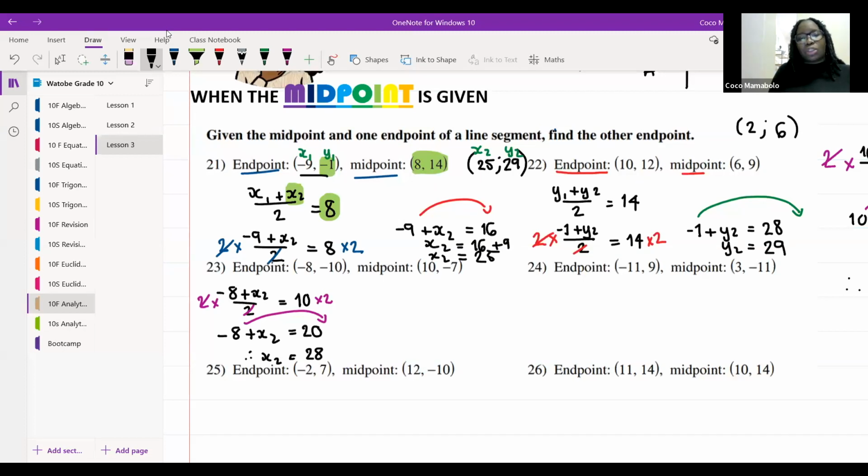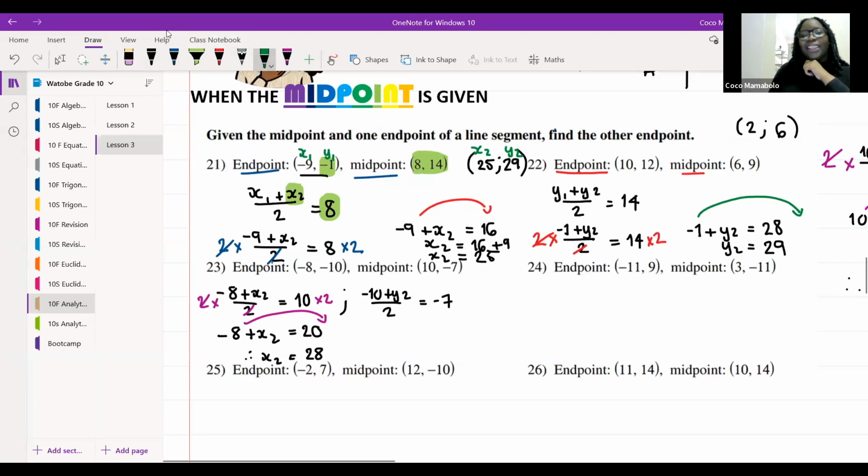Beautiful. That's our x coordinate. Let's work on our y. For our y, we are going to say negative 10 plus y2 over 2, equals to 14, equals to negative 7. Negative 7. Good. All right.